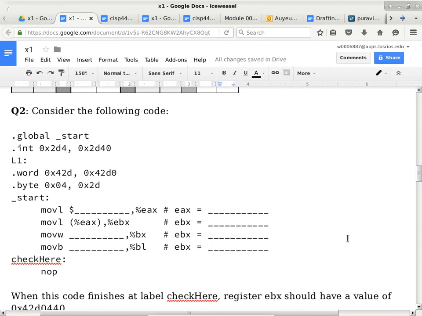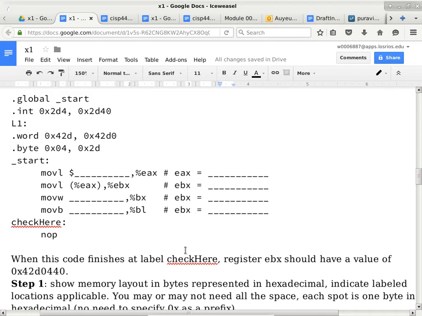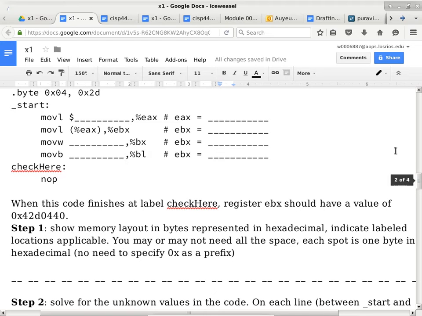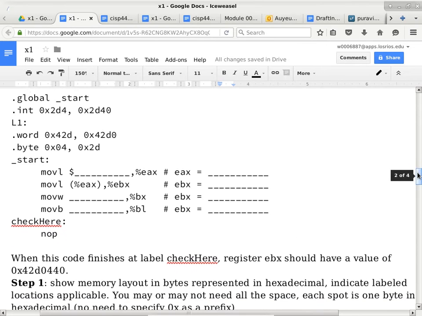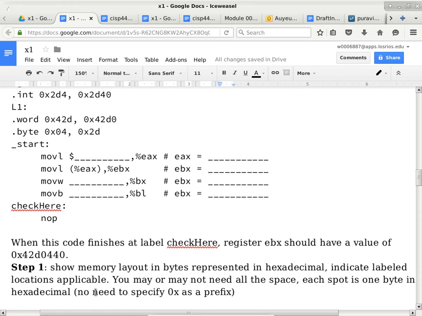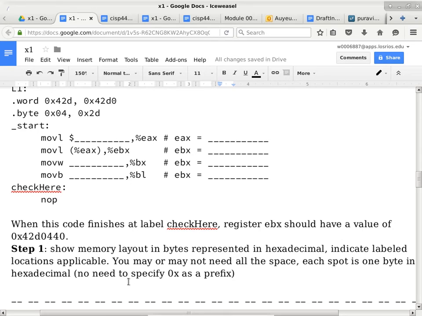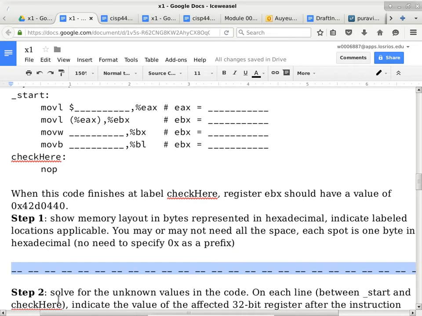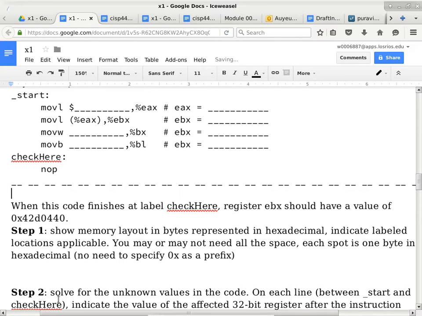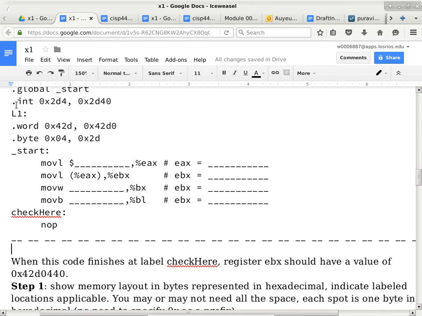Number 2, consider the following code. It looks awfully like the homework assignment, except there are minor differences. Some people started to do this without reading through the instructions. I saw one person filling all of this in and then going back to look at the memory layout. I hope not too many people did that, because the memory layout is supposed to help you answer the question itself. So let me display both the memory layout and the initialization.